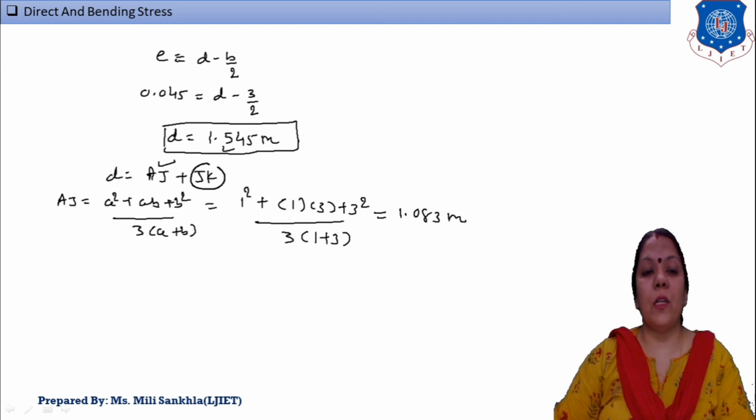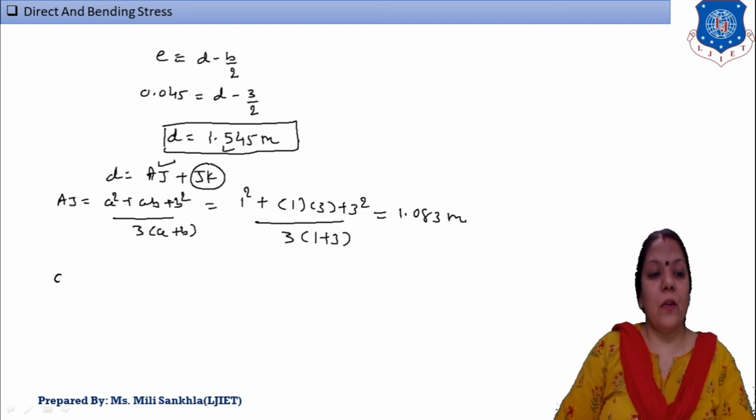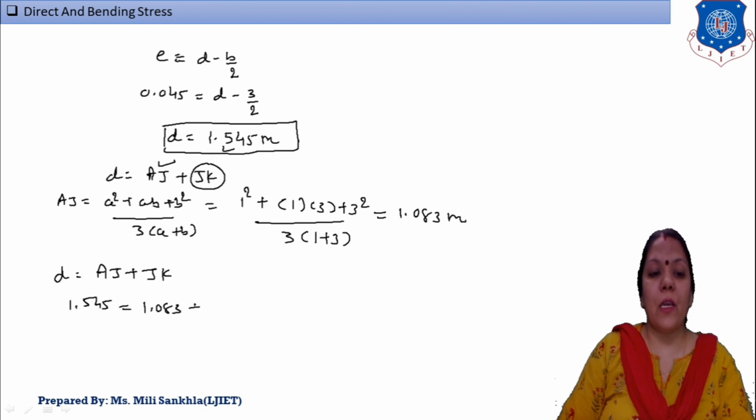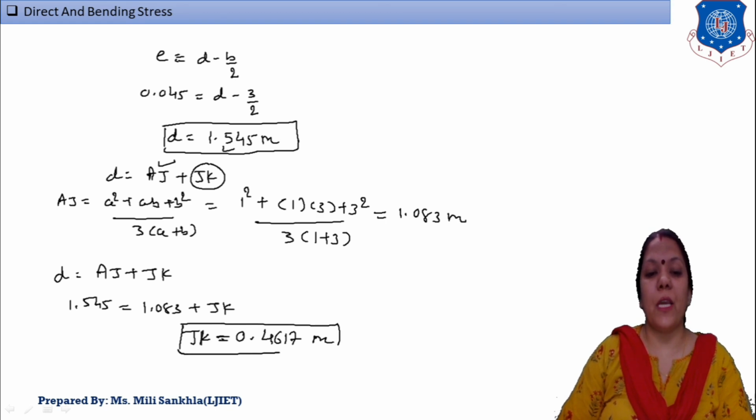Okay, now here D is present, then AJ is also present. Now we find out JK. Right here, D is equal to AJ plus JK. Putting the values, D is equal to 1.545, AJ we got 1.083, and JK we find out, and my answer of JK from this is equal to 0.4617 meter. Okay, this is my answer of JK.